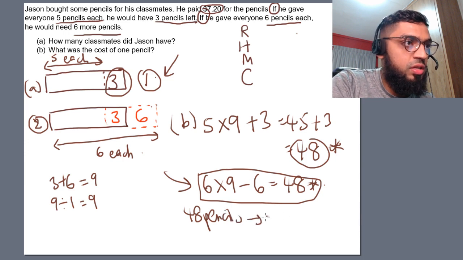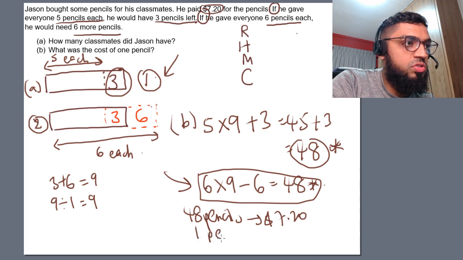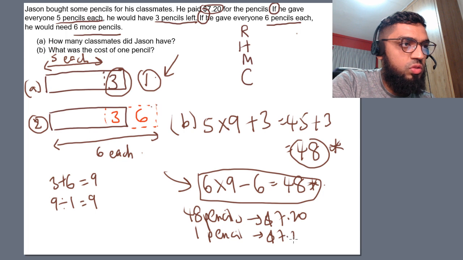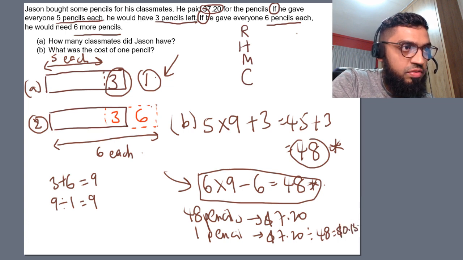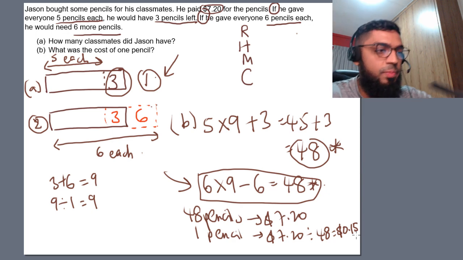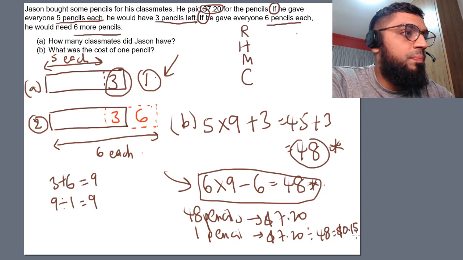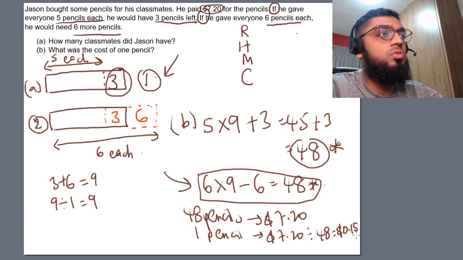is costing $7.20. I can easily find the cost of one pencil, which is just $7.20 divided by 48, which is going to be $0.15, which is 15 cents per pencil. So this is how you can use the double if type models to help solve this question.